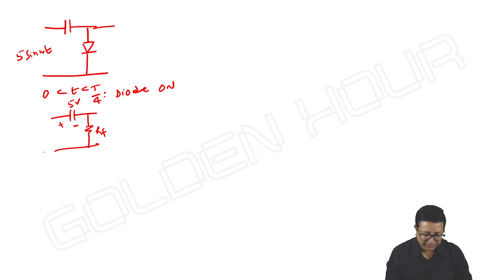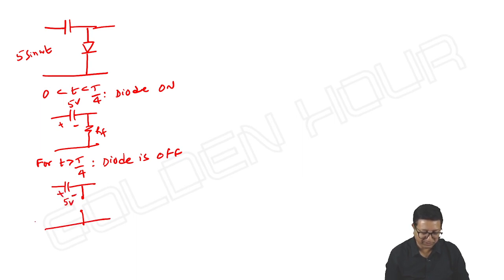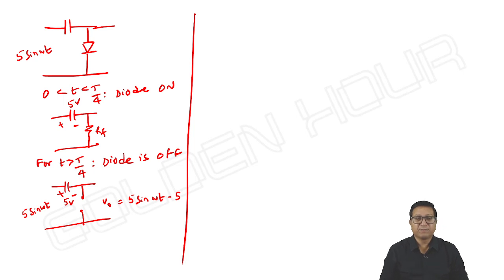Next, for t greater than T by 4, after the first positive quarter cycle, the diode is off. Once the diode is off, we know it acts as an open circuit. The capacitor has charged up to 5 volts, V input is 5 sin omega t, and V output is V input minus V capacitor, that is 5 sin omega t minus 5. Everything is fine. Now I remove the input.